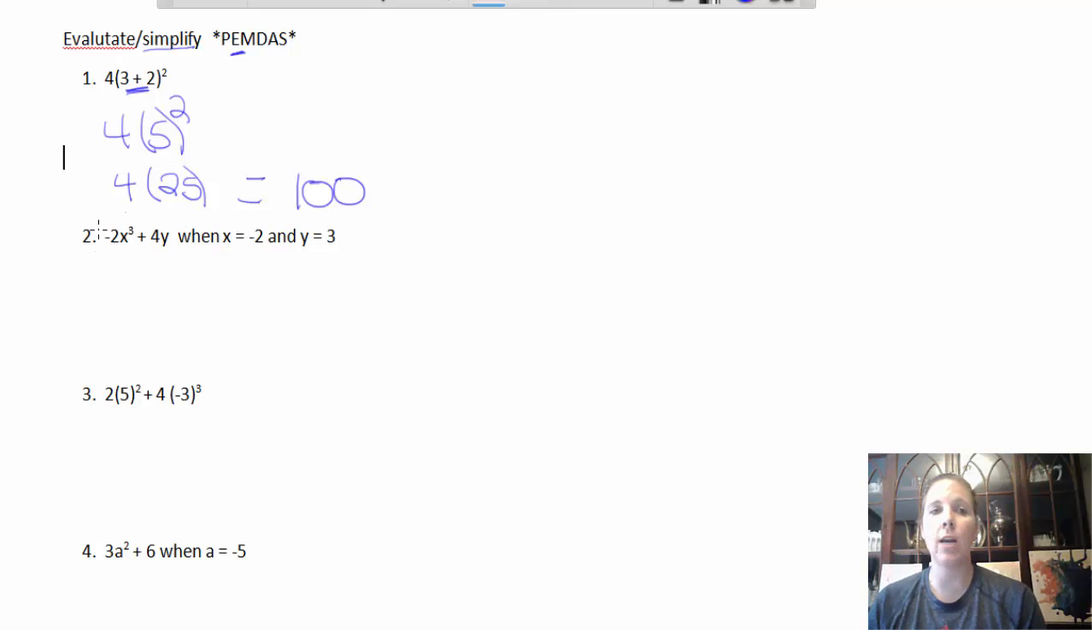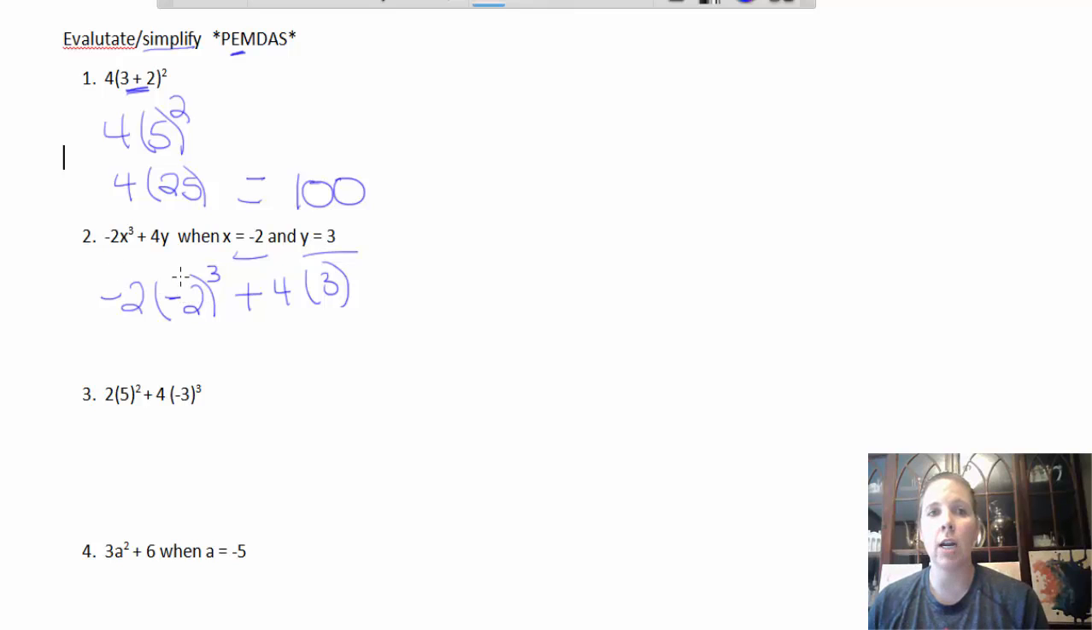It's asking you, what is this if x is negative 2 and y is 3? So if x is negative 2, we have negative 2. Please use parentheses. Remember when I said a while ago, you need to use parentheses. This is important. That 3 is going to go outside that parentheses. And it's important, remember, because that negative has to be inside. Plus 4 times 3. Okay.